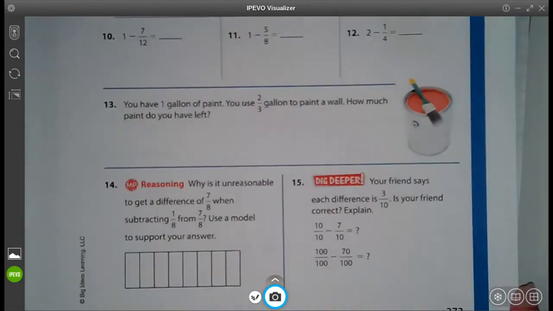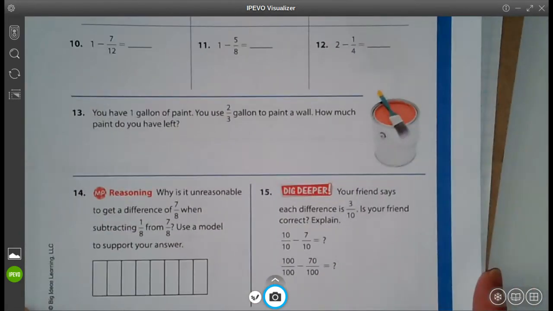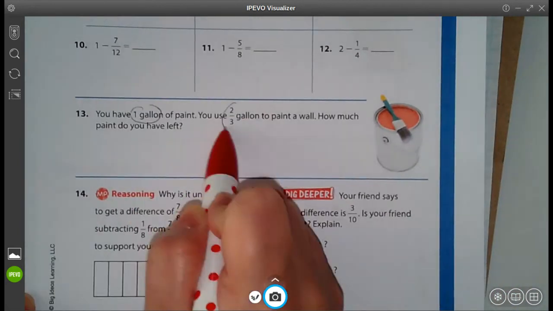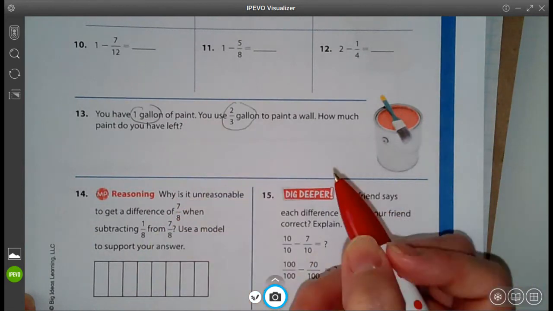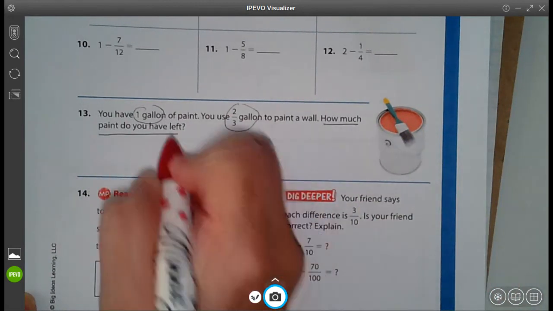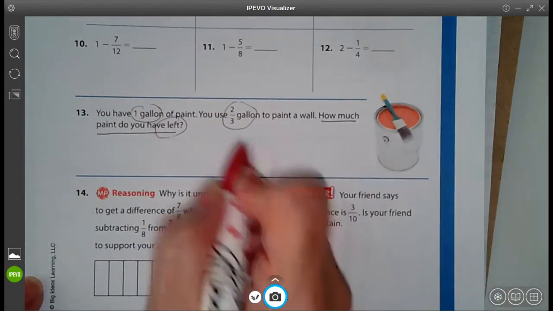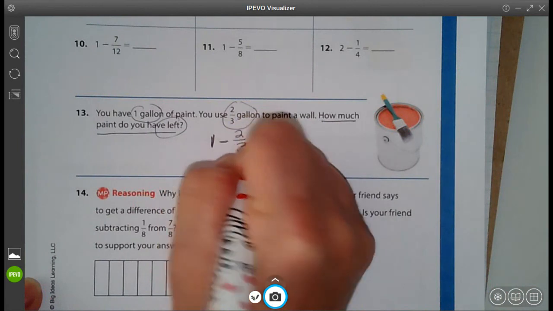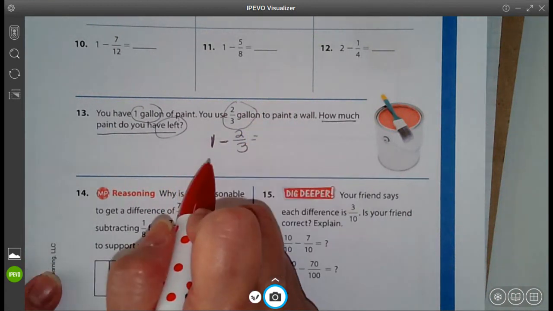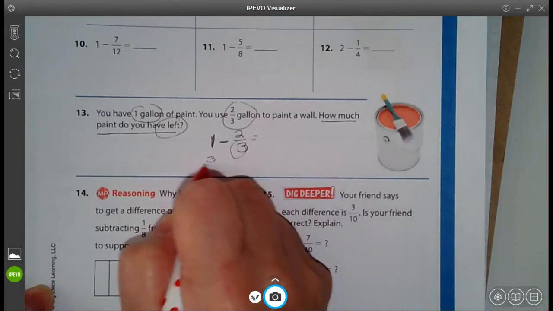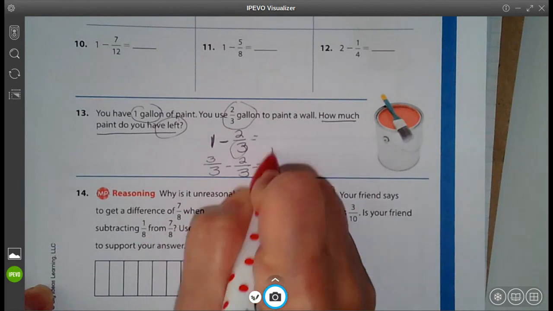Let's just go ahead and do one of the word problems, number 13. You have 1 gallon of paint. I'm going to circle that. You use 2/3 gallons paint. Oh, sorry, you use 2/3 of a gallon to paint a wall. How much paint do you have left? Well, these words tell me that I need to subtract. So you start off with 1 gallon, and you want to figure out how much is left. We need to convert or change that one whole into a fraction. We're going to make the denominators the same, so that would equal 3/3 minus 2/3 equals 1/3 gallon.